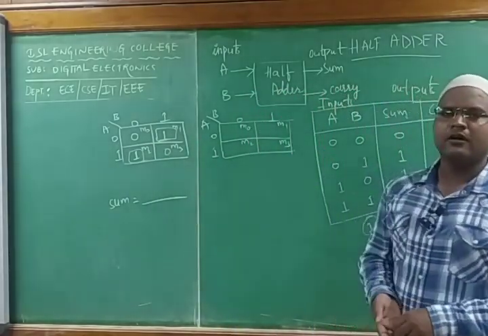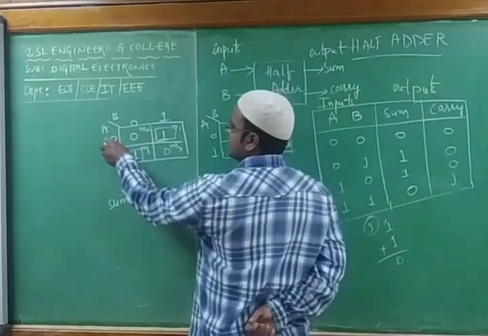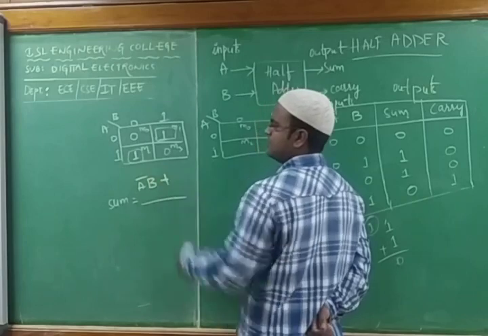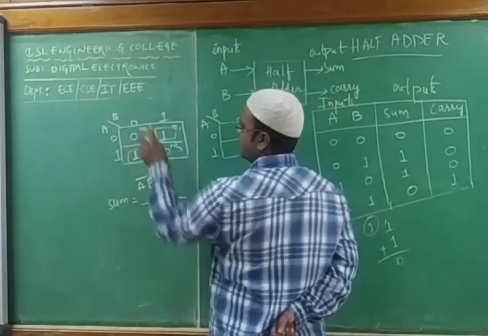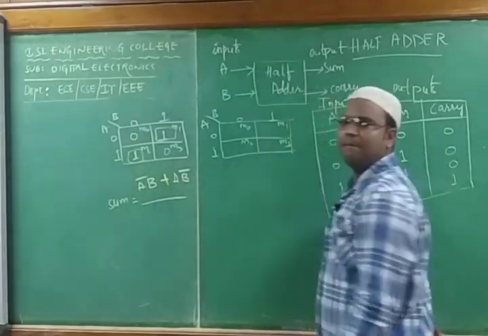So we wrote it. We just want to write the output for it. How will we write the output? What is our value here? A is 0, B is 1. That means A bar B plus, here A is there and here is B, it is A B bar. This is our sum output.